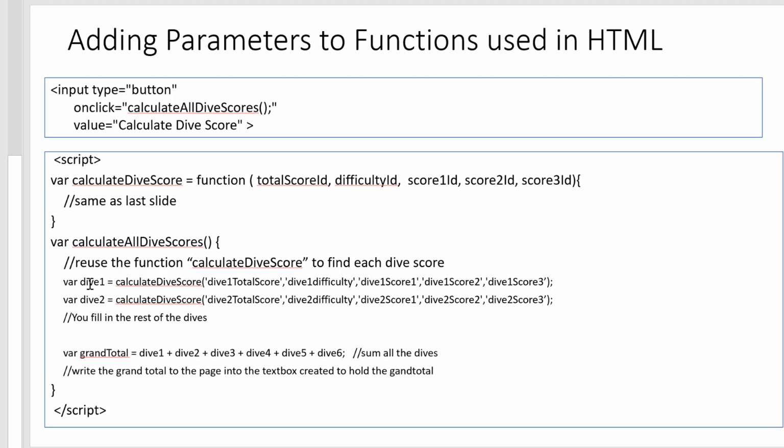So for the first dive score, it's the same thing that we've used previously with all the dive ones. For the second dive score, we're just going to pass in the IDs from that second row in the table. Well, we can do that for all 6 dives. Once we've got the score for all 6 dives, we can write that grand total on the page.